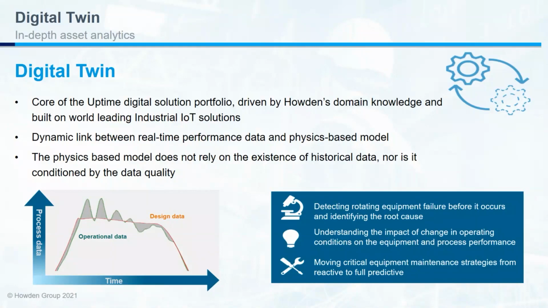On the bottom right of the screen are the points we are aiming for: detecting rotating equipment failures before they occur, helping identify the root cause, understanding the impact of changes in operating conditions on the equipment and process performance, and moving critical equipment maintenance strategies from reactive to fully predictive.